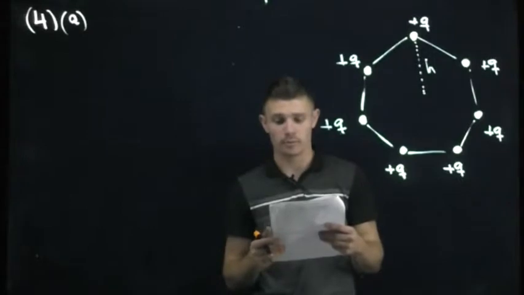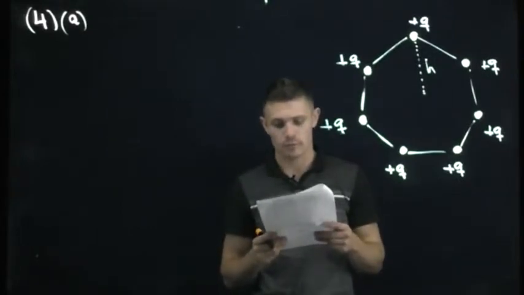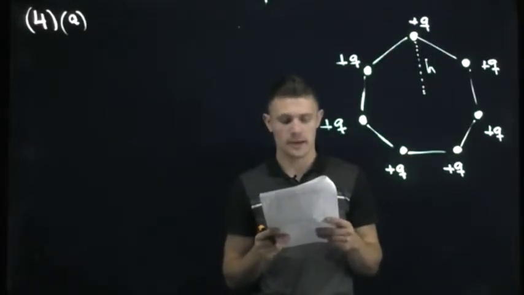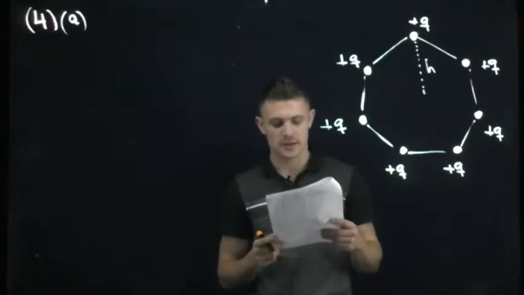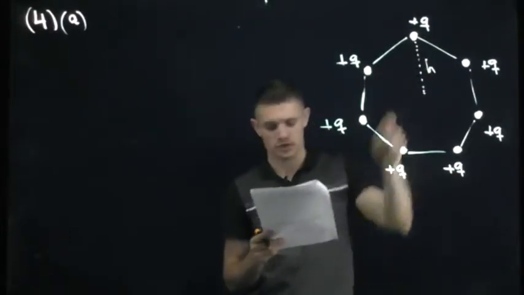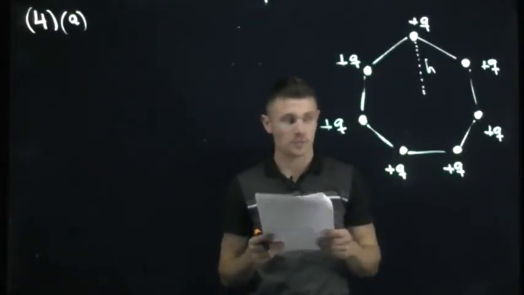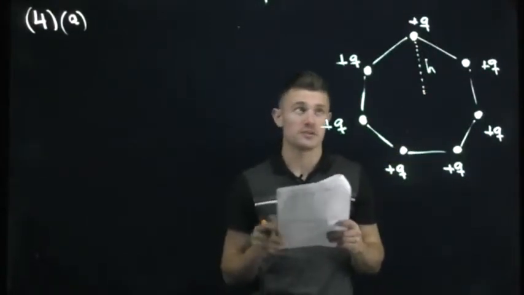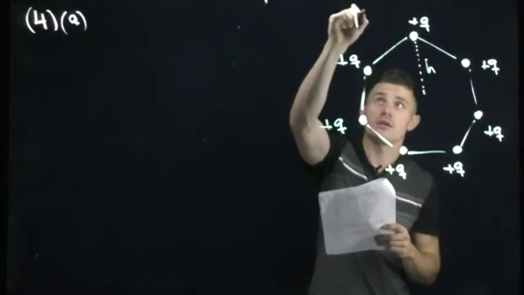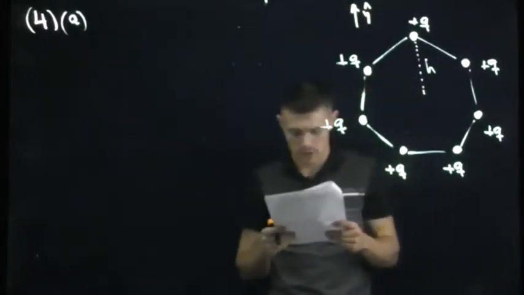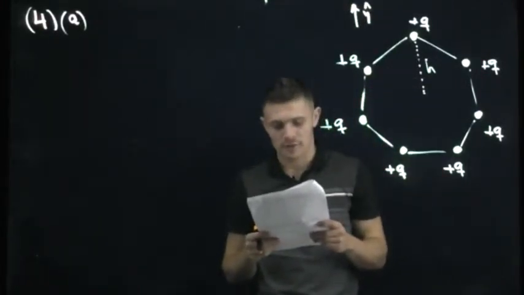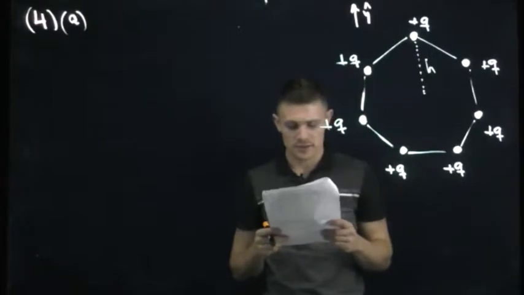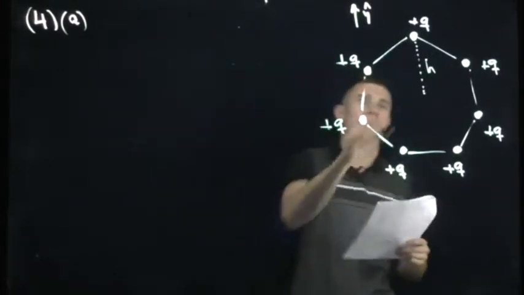So for now, for problem 4a, it says each of the 7 points on a heptagon has a charge of equal magnitude. The distance between the center and any point on the heptagon is h. The origin is at the center of the heptagon, right here, and the y-axis points straight up from the origin to the top of the charge. So we have that our y hat is up. Part A says if all 7 of the charges are positive and have a charge q, so I've written positive q for each of these 7 charges, what is the electric field at the center of the heptagon?